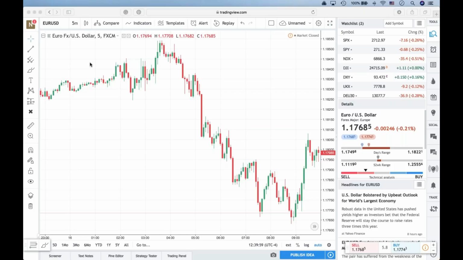So basically, we're using TradingView.com, and we're just going to show you it on the screen. Euro-USD will be our example in this case. We're going to use the 5-minute chart and regular candlesticks. So this is how you want your chart to look.